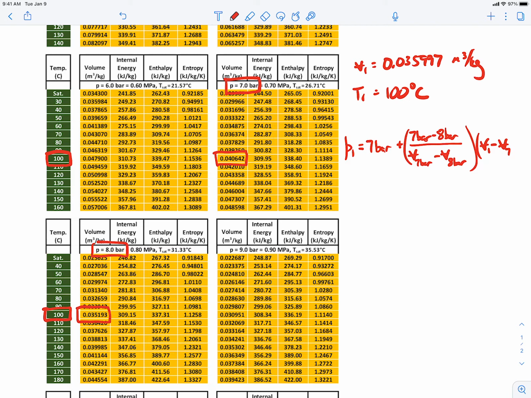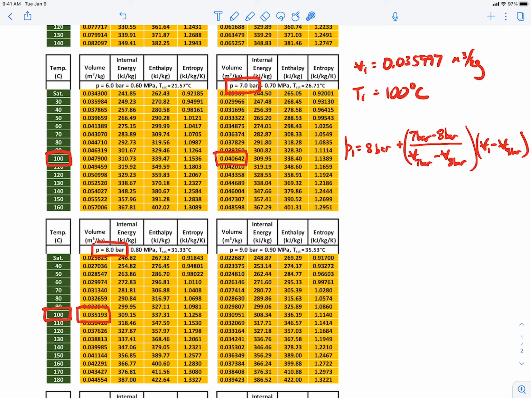I'm sorry, I messed that up. This should be at 8 bar. Let me clean it up here. I should be starting at the smaller value of the two, so sorry for that. So that's my linear interpolation to find what the initial pressure is.